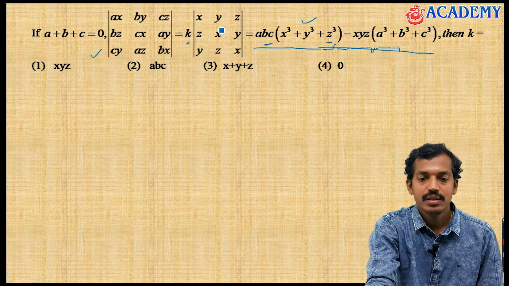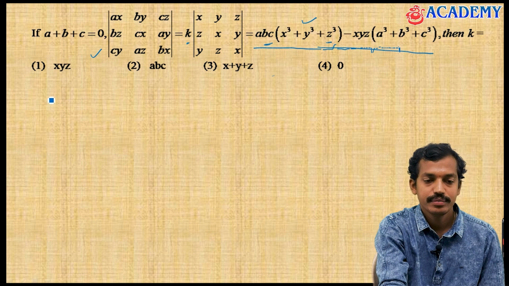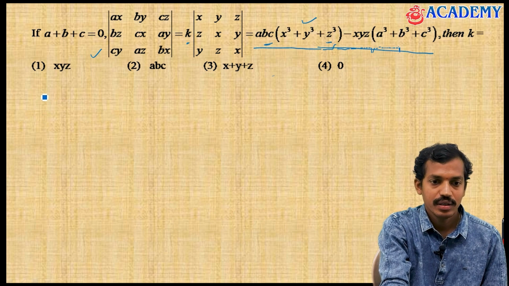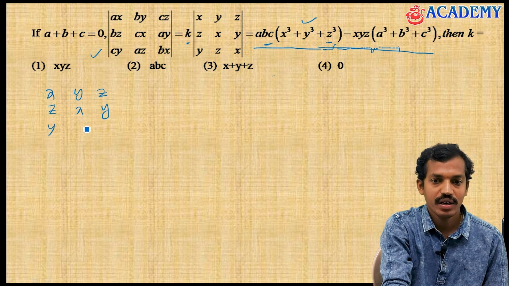Okay, right? I am writing here, that is x, y, z, z, x, y, and y, z, x.